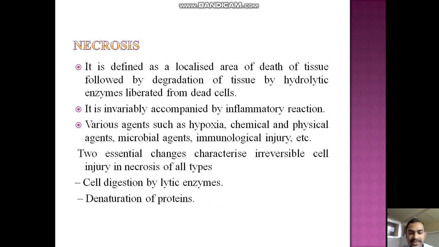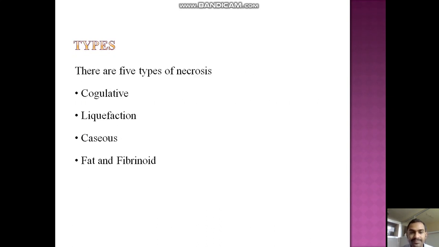Two essential changes characterize irreversible cell injury in necrosis of all types: cell digestion by lytic enzymes and denaturation of proteins. Mainly there are 5 types of necrosis. We all know that: coagulative, liquefaction, caseous, fat and fibrinoid necrosis. We will discuss one by one.